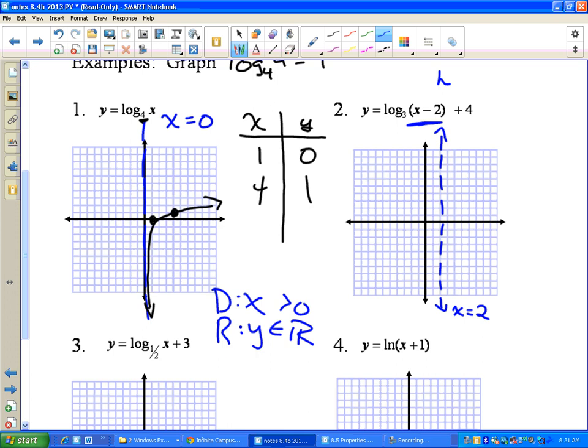Is this going to have a transformation up or down? What is it going to be? Stay with me, Michael. What's it going to be? It's going to be up 4. So when I ask you for transformation, it's right 2 and up 4. Okay, so what is my domain and my range? X is greater than 2, my asymptote, and my range is y is an element of all real numbers.